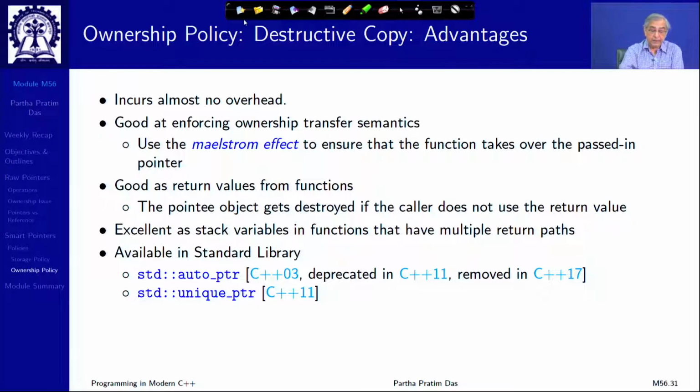And in terms of the standard library support, C++03 had only one type of smart pointer, and that was this destructive copy. It was known as auto_ptr, but subsequently it was deprecated in C++11, and it has been removed from C++17. From C++17, if you have auto_ptr in your code, the code will simply not compile. And now, what you have in place is the unique_ptr. We will talk more about that later.